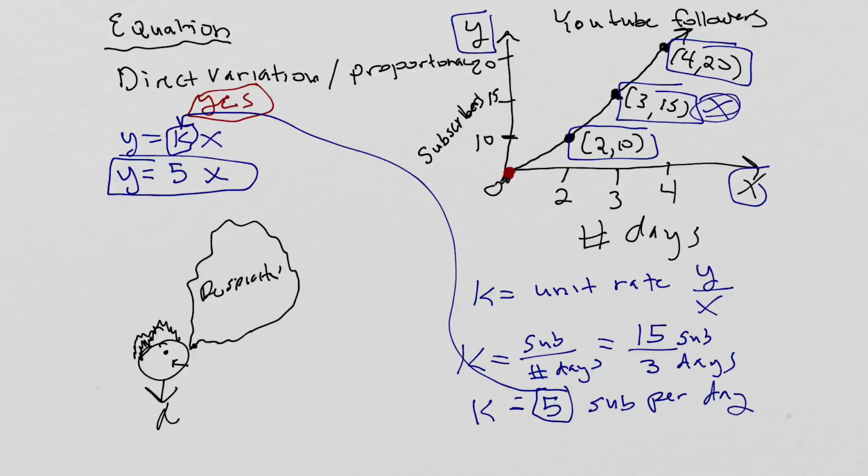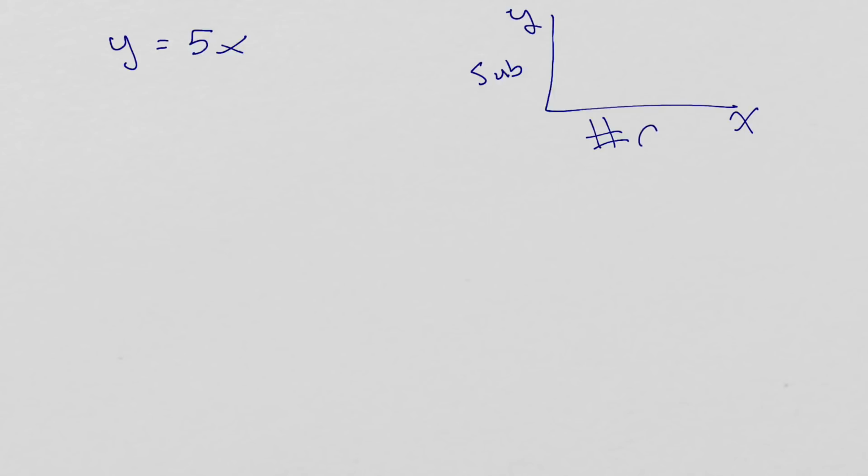All right, well, let's go to the next page and let me show you how that works. Since y was equal to 5x, we had our coordinate plane. y represented the subscribers, x represented the number of days. So instead of y, we can say that the number of subscribers is equal to 5 times the number of days, d for days. So we can make a prediction.